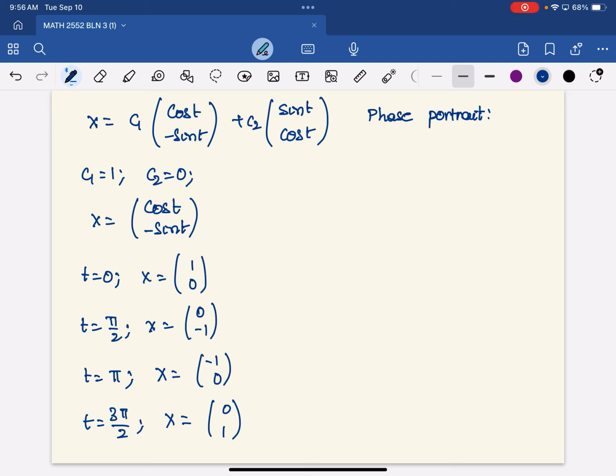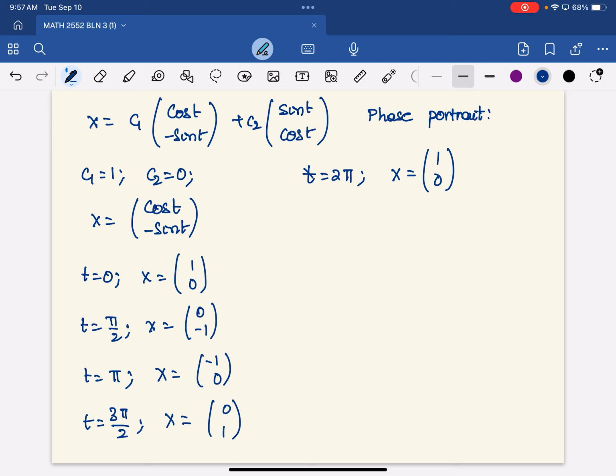I'm repeating this again. If you think I made a mistake, don't hesitate. Just because I'm speaking louder doesn't mean I'm right. You can always contradict me. So when t equals 2 pi, x is going to be 1 and 0. So these are my solutions.